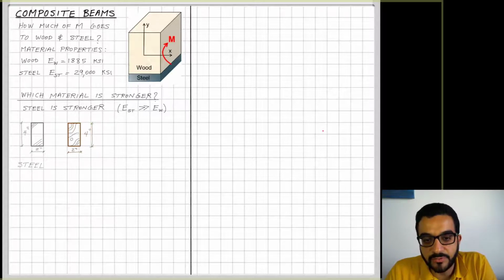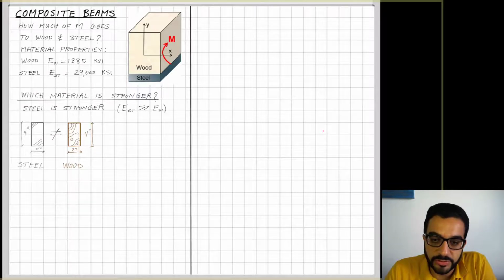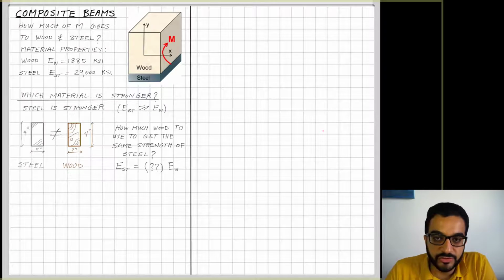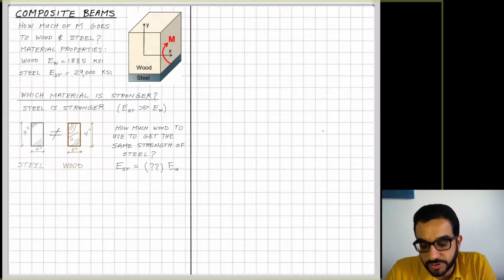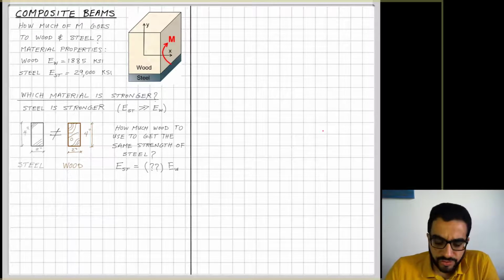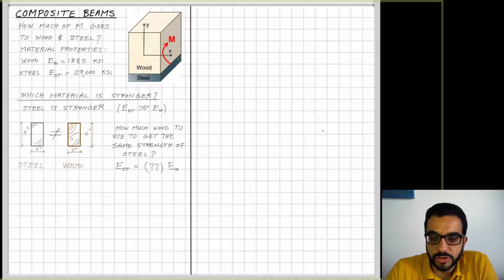So if I have a 2x4 steel member cross section, I cannot replace it with a 2x4 wood. I have to replace it with enough area that would give me the same strength. And strength here means resistance to deformation. So I will have the same deformation. That's the goal. So the question turns out to be how many E woods would be equivalent to E steel.